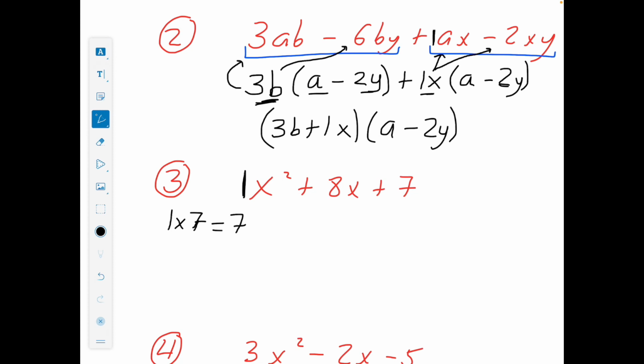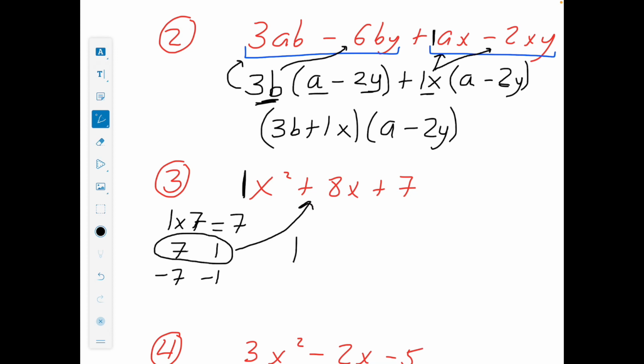is equal to 7. Now I'm going to write down the factors of 7. So what numbers could I multiply together to give me 7? So I could have 7 and 1, or I could have minus 7 and minus 1, because my 2 minuses together will make a positive. Now I need to pick one of these. I need to pick the ones that will add to give me 8x. 7 plus 1 will add to give me 8x.